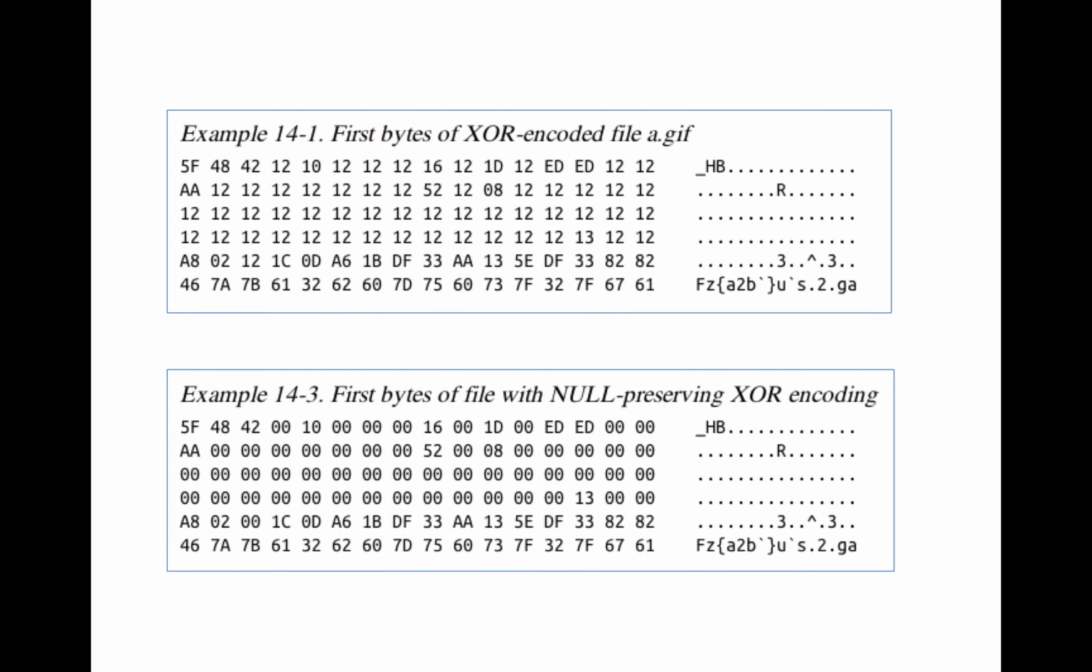And there's the example. Here's normal XORing. It's all full of 12s. But if you do null-preserving XOR, the nulls are left alone. And now there is no obvious way to tell what the key is anymore. You're going to have to try all 256 possible keys.